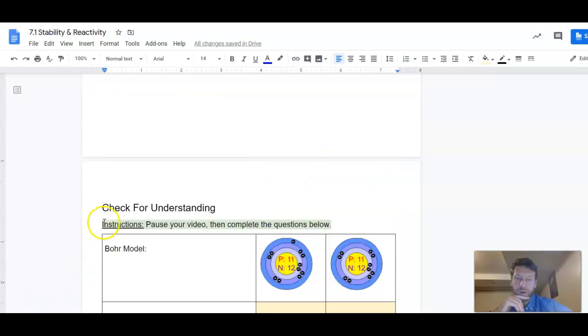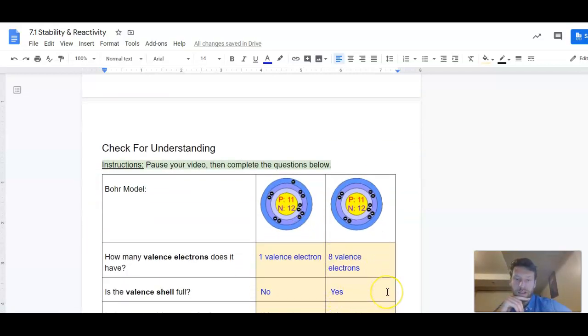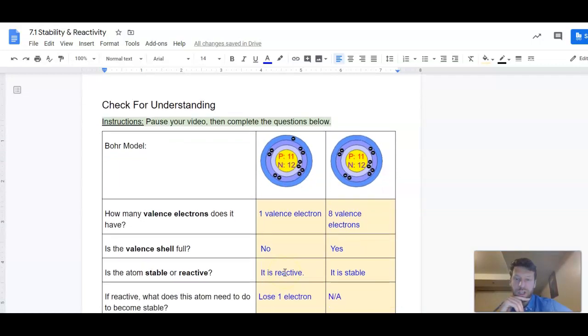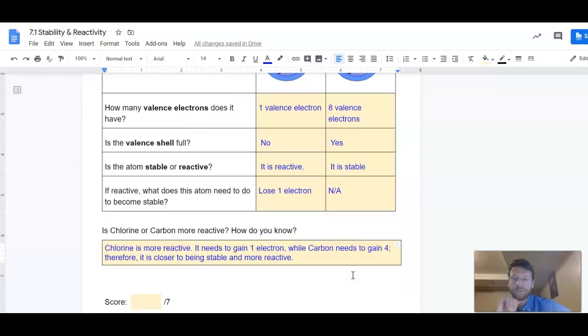All right, at this point, we're ready to go through the answers. Okay, the first Bohr model has 1 valence electron, the second has 8. The first does not have a full valence shell, which means it's reactive. It would lose 1 electron to become stable. The other element has a full valence shell, so it is stable, so it's not going to add or lose any electrons. It's already good to go.